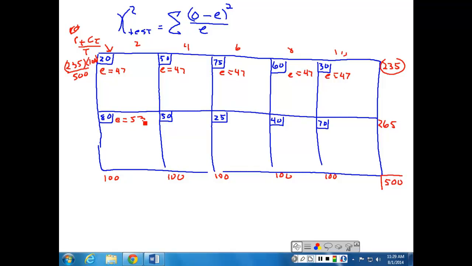Of course, for that you could do the row total, 265, times the column total divided by 500, and that's going to give you 53. And that's going to stay the same in this problem because you have equal splits in each column. Again, these don't have to be the same like this, but I actually think it's easier to understand what's going on if I give you an even split.